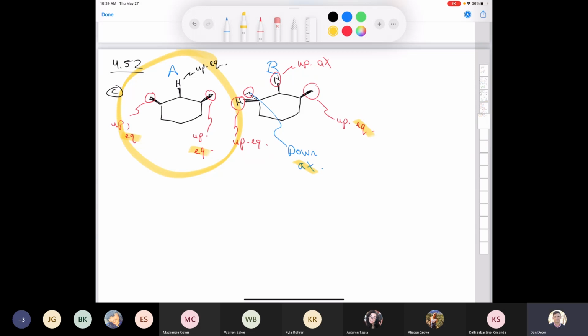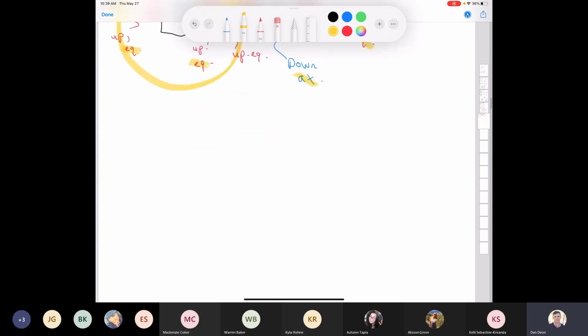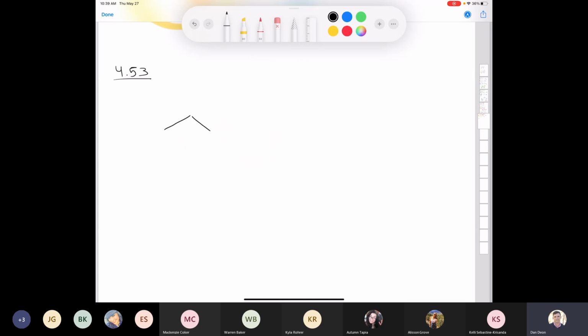All right, let's move on from there and try question 4.53, where we're asked to draw a Newman projection. So they give us this guy. We've got a chlorine over here, a bromine here, a chlorine over here, and a bromine going back like this.